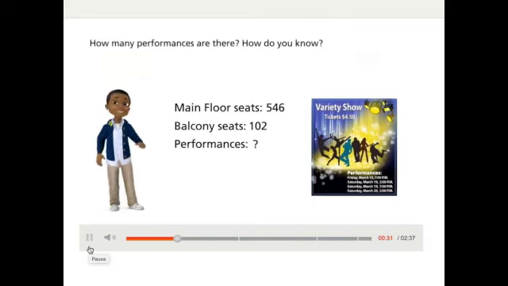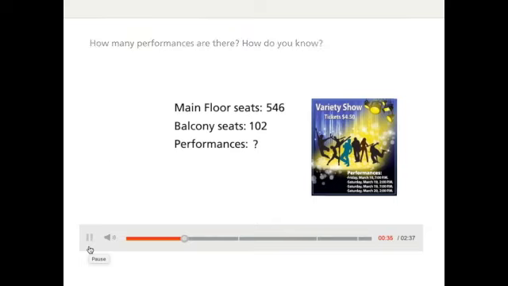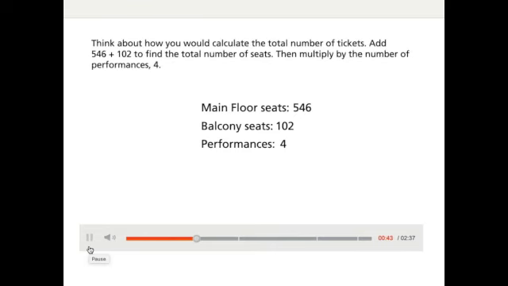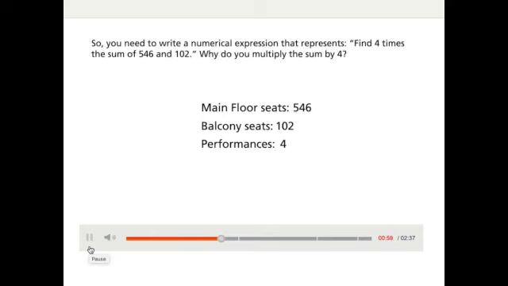How many performances are there? How do you know? There are 4 performances. The performances are listed on the poster. Think about how you would calculate the total number of tickets. Add 546 plus 102 to find the total number of seats. Then multiply by the number of performances, 4. So you need to write a numerical expression that represents 4 times the sum of 546 and 102.